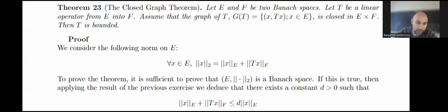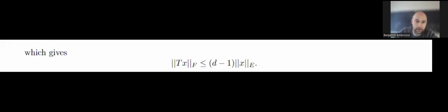E is a Banach space for the norm 1. So if you prove that E is a Banach space for the norm 2, then from the previous exercise, we will have also that the norm 2 of x is less than d times the norm 1 of x. If you apply that, you get this inequality here. And with that, you put the norm of T(x) on the other side. And this gives you what we are looking for, that is, that the operator T is bounded.